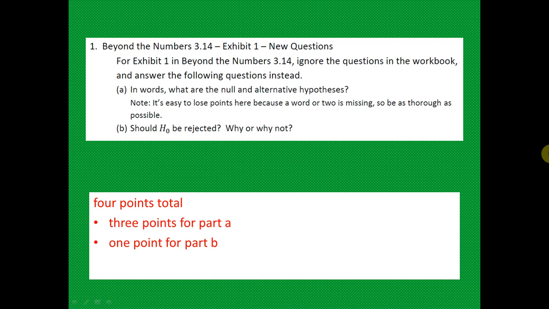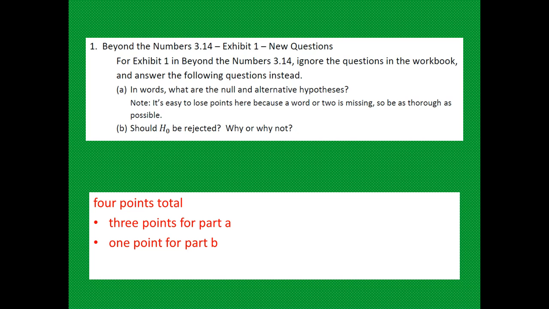For the first question in Lab 4, we're basically going to use a workbook exhibit as a prop. Exhibit 1 and Beyond the Numbers 3.14 is on page 265 in the workbook. Instead of answering the two questions that are there, we're going to answer these two. Write out the null and alternative hypotheses in words, and then should the null be rejected, why or why not?